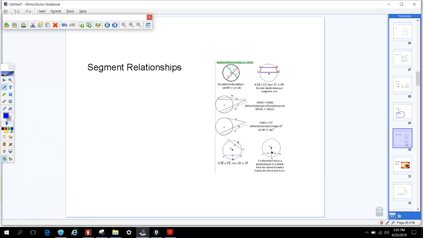Here, we've got some segment relationships. I know I'm going fast. There is a whole video on circles. Whenever you have segment relationships, you have to remember things like part times part equals part times part. If you have 2 parallel chords, they form congruent arcs, which means these 2 arcs are the same. We did this on Monday. Here we talked about outside times the whole thing equals outside times the whole thing. And then again, we went over this on Monday.